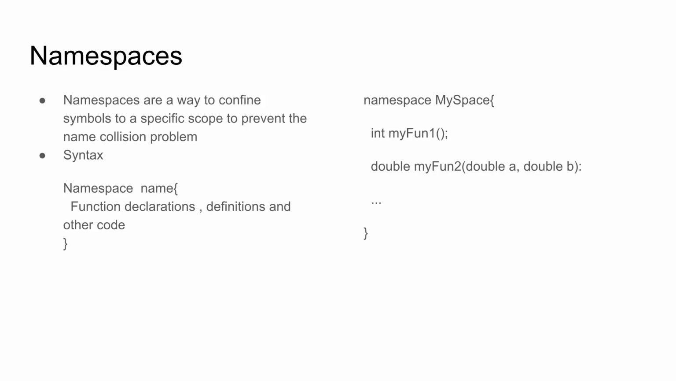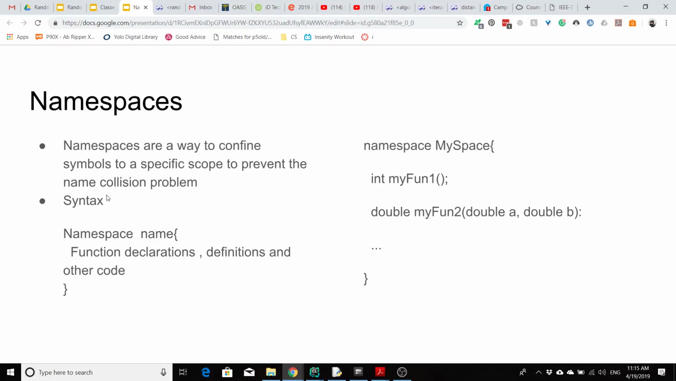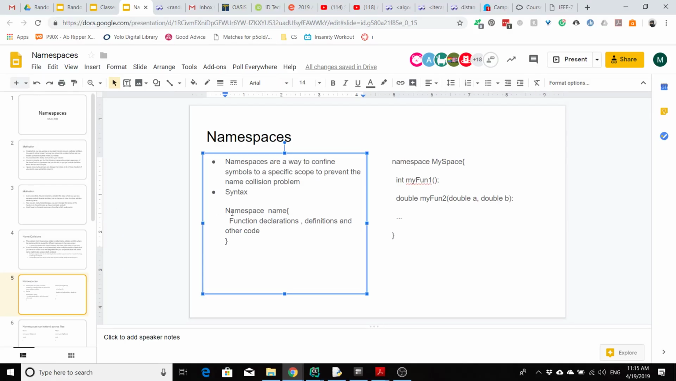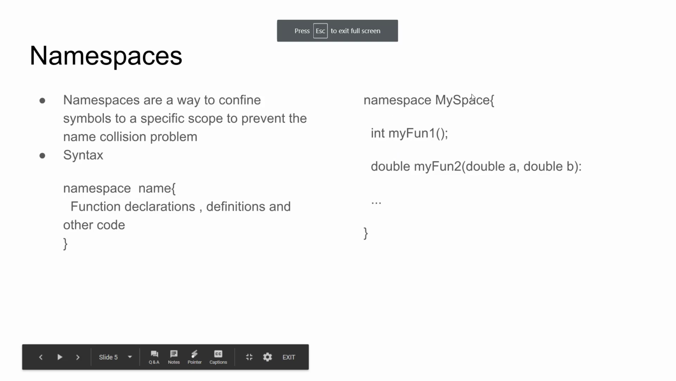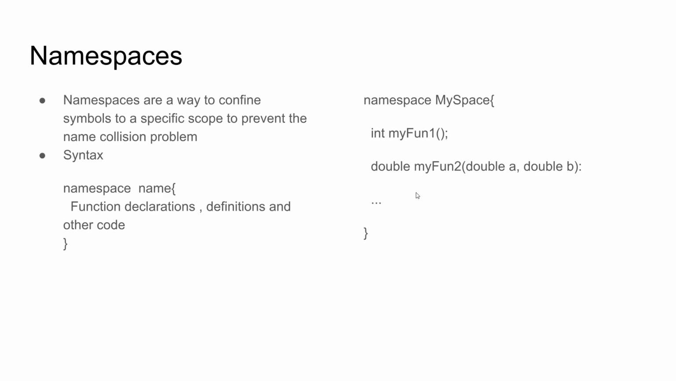So what namespaces are, they're a way to confine symbols to a specific scope so that you don't end up with name collision. It makes it so that these symbols only appear inside the scope and they can't get out to the global area. The syntax for doing this is namespace, which should be in lowercase, and then you write your function definitions, declarations, and any other code that makes sense to go inside there. So I might create a namespace called MySpace, and inside it I declare a function called myfunction1 and myfunction2, and so on. Any questions about what the purpose of namespaces is for?